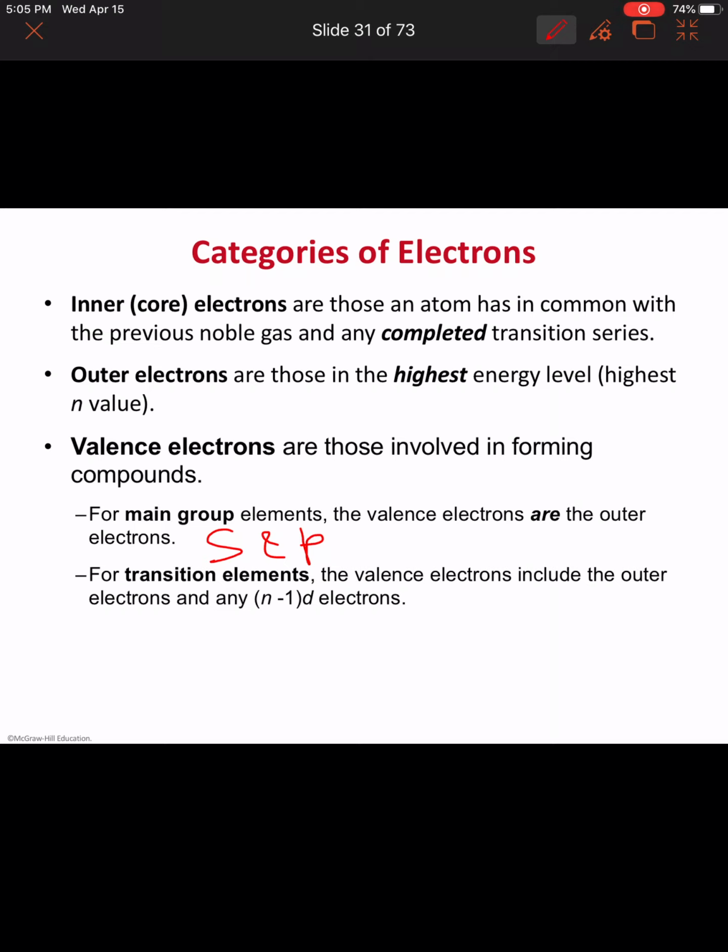the valence electrons include the outer electrons and any n-1 d electrons. Remember what this n-1 d electrons means? N is the principal quantum number. If you have the principal quantum number as 4, then the n-1 is going to be 3d. Always the d electrons start filling up 1 less than the main group elements. Okay, so those are the categories of electrons. We have core electrons, outer electrons, valence electrons.